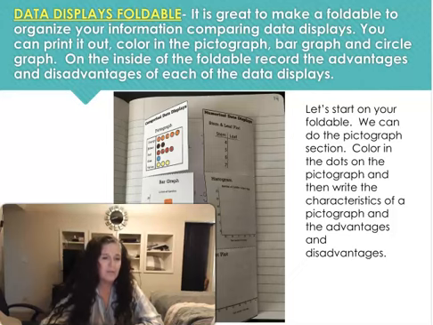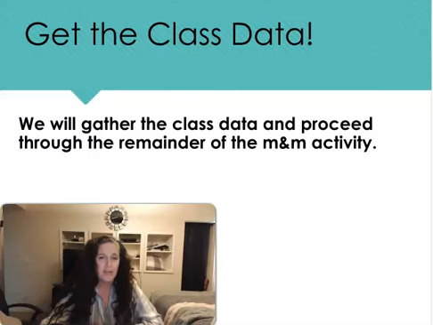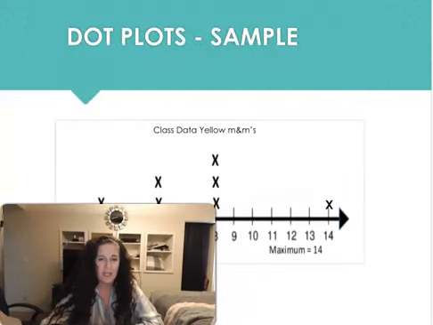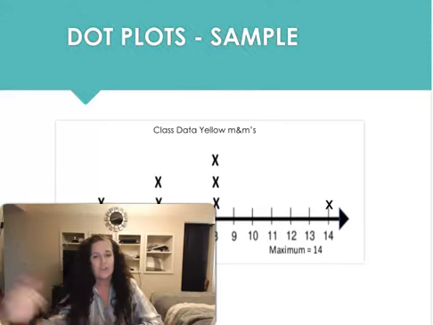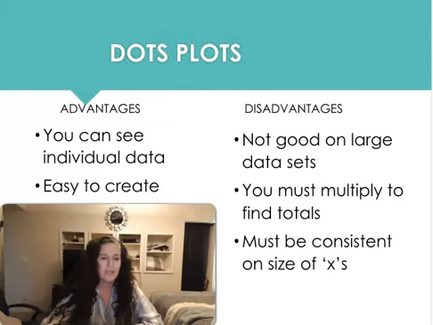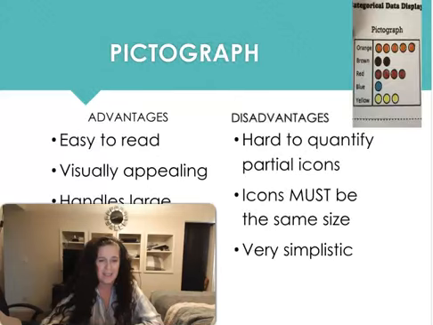When we come back on Thursday, once we have the class data, we will continue through the rest of the M&M activity. We will be making dot plots for each color, and we can see how this changes from categorical data to numerical data once we're within a specific color. We'll talk about when to use those dot plots, and then we'll make pictographs and bar graphs for the entire class data. Again, we'll be talking about advantages and disadvantages of each of these to fill in our foldable.